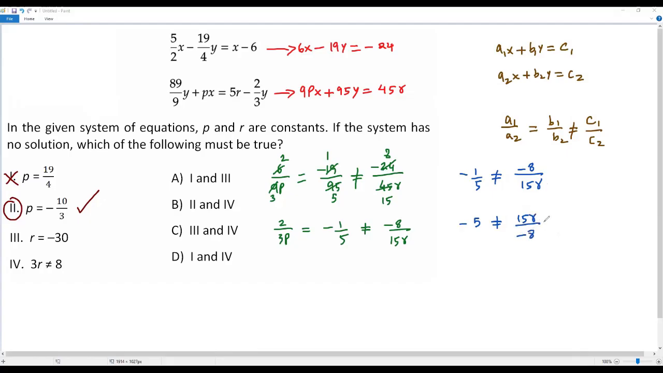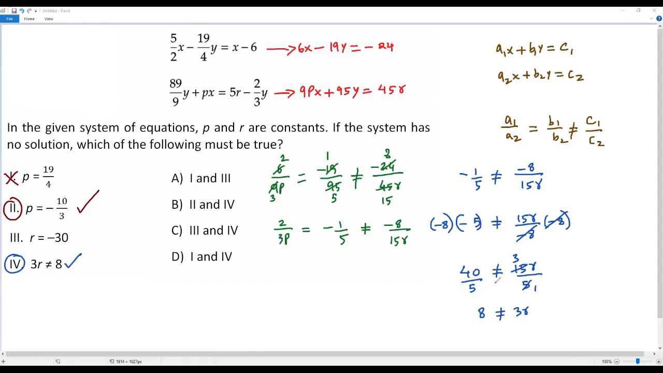Okay, now let me multiply both sides by negative 8. Let me do it, and here also let me multiply by negative 8. Okay, here this negative 8 will cancel out. When I multiply negative 8 and negative 5, I am getting a positive 40 not equal to 15r. Okay, now let me divide both sides by 5. When I divide this 40 by 5, I am getting 8 is not equal to, 5 goes into 5 1 times and 5 goes into 15 3 times, 3r. Okay, here I got the result, that is 3r is not equal to 8. We got exactly this in statement 4, that is 3r is not equal to 8. So the fourth statement is true.